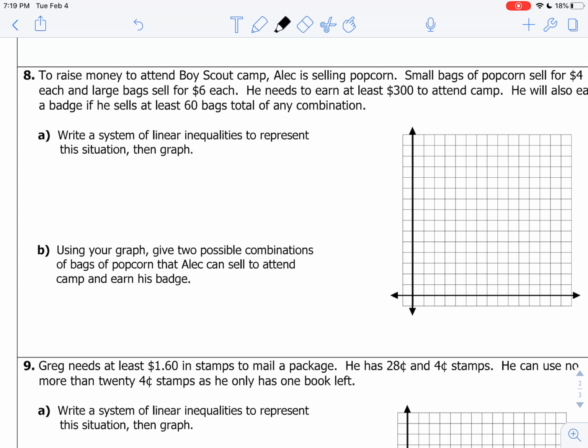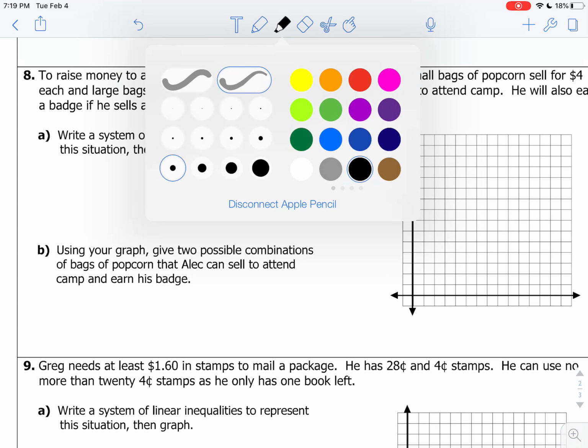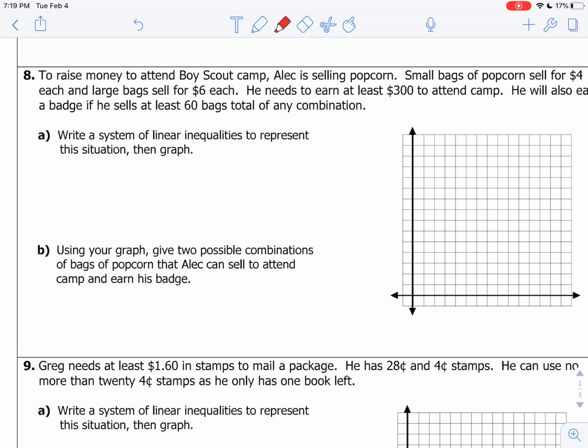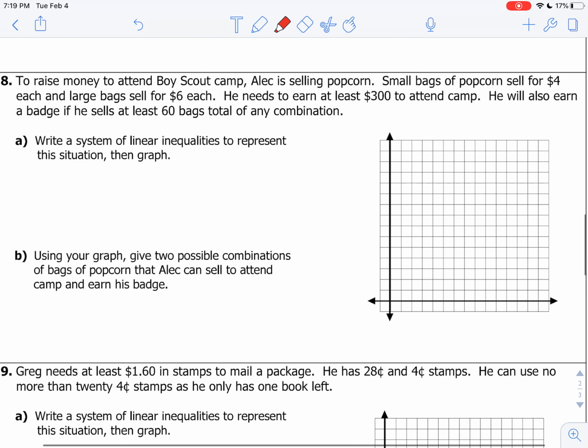Okay, last ones. To raise money to attend a Boy Scout camp, Alec is selling popcorn. Small bags of popcorn sell for $4 and large bags sell for $6. He needs to earn at least $300 to attend camp. He will also earn a badge if he sells at least 60 bags total of any combination.